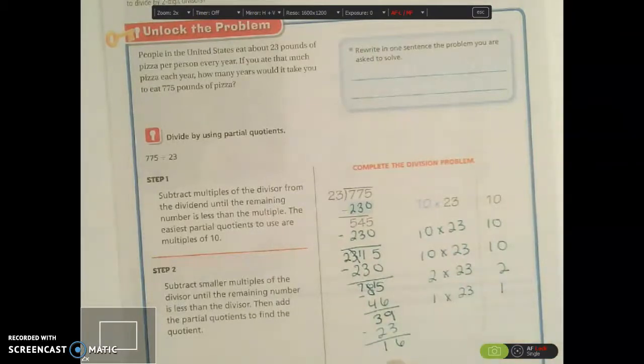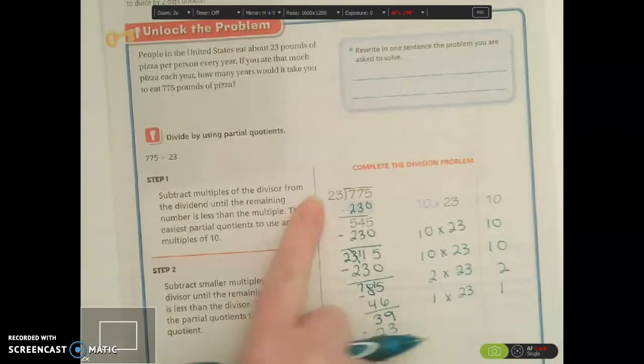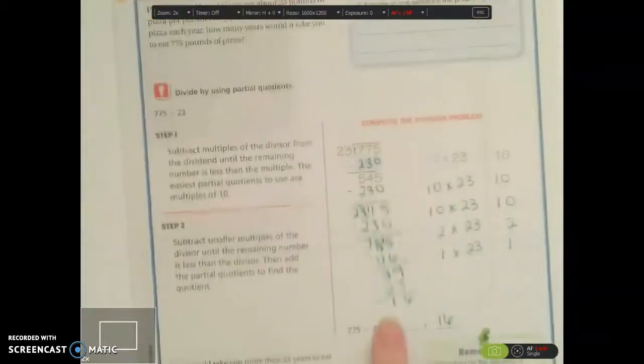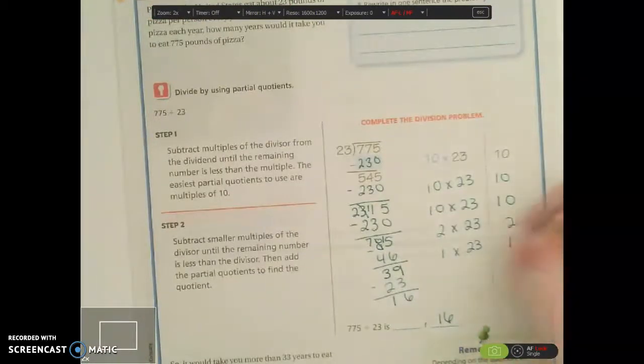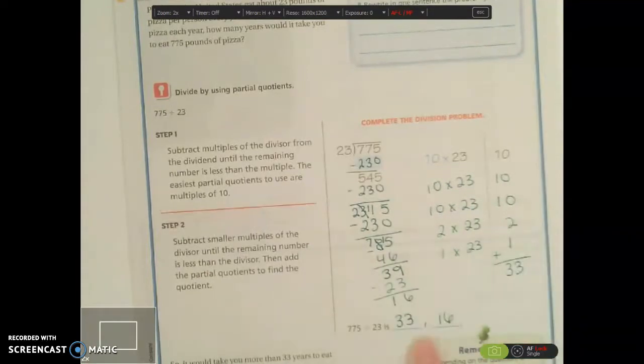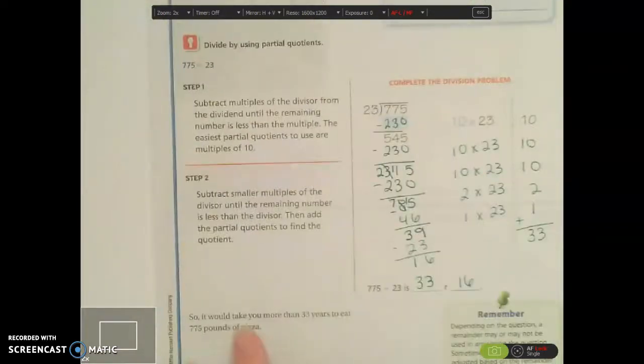So 16 here is less than 23, so this is going to be what's left over. So 16 is my remainder. But to get my quotient, I need to add up all these numbers. So 10 plus 10 plus 10 plus 2 plus 1 is 33. So I get 33, remainder 16. Which makes my answer more than 33 years to eat 775 pounds of pizza.